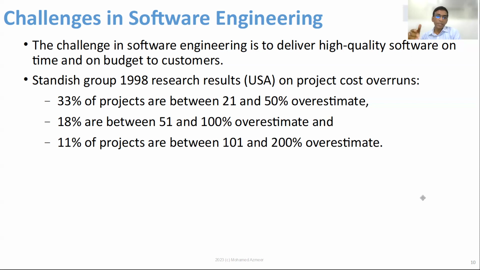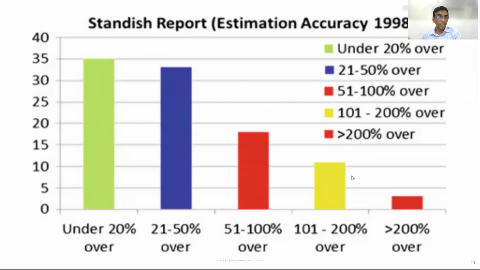So 18% are between 51 to 100% overestimated. And then 11% of the projects are between 101 to 200% overestimated. So that's a staggering number, isn't it? So if you look at it, 11% of the projects are 200% overestimated. 33% of projects are 50% overestimated. So that's a huge number, right? So estimation is another art. It's very difficult to do, but you will notice when you do things like agile, you will be able to perfect your estimation, right?